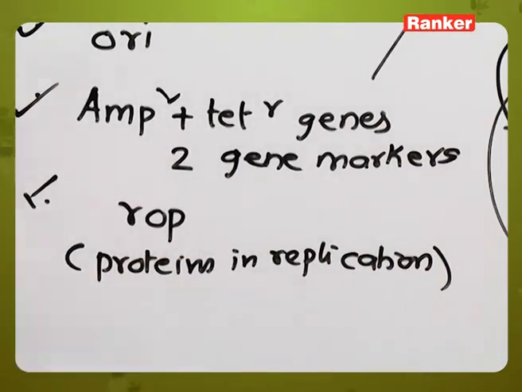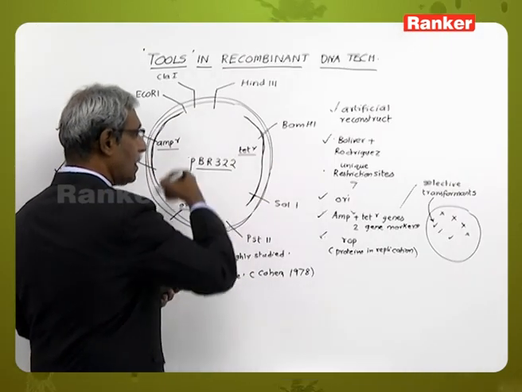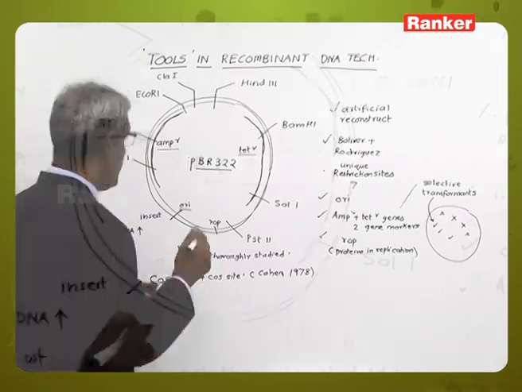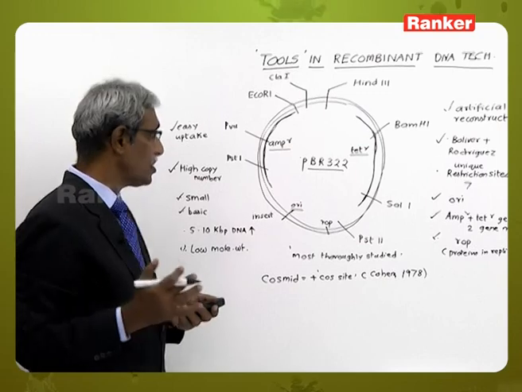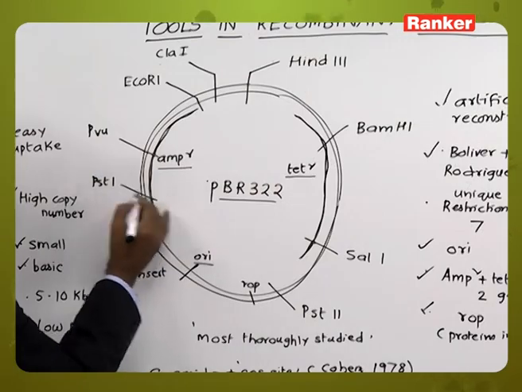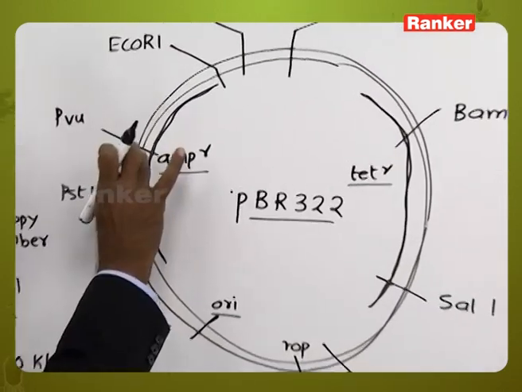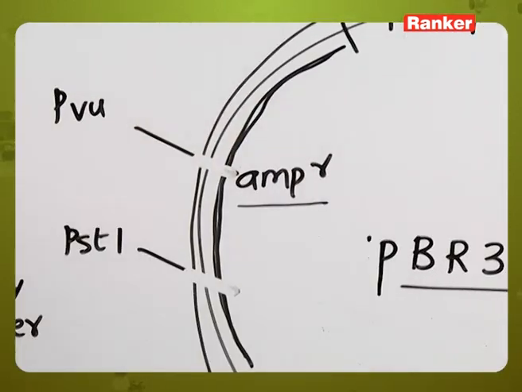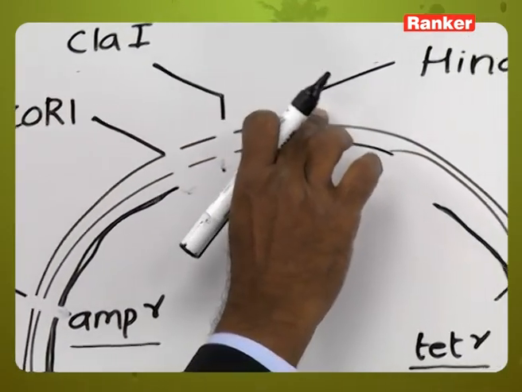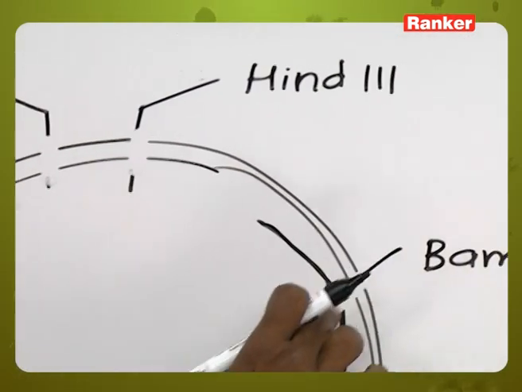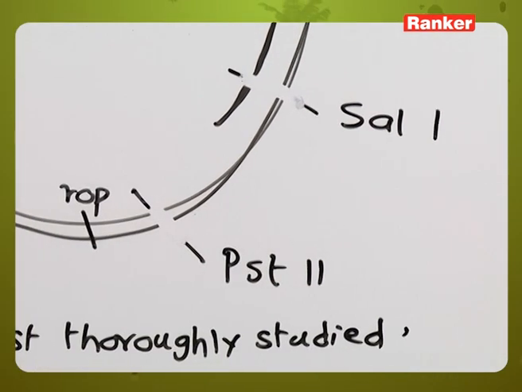It codes for proteins in replication. The entire plasmid, which is a circular artificial reconstruct, is recognized by a battery of restriction enzymes. This is the region where PstI will cut the plasmid. This is the region where PvuII will cut the plasmid. This is the region where EcoRI and ClaI, as well as HindIII, BamHI, SalI and PstI will cut the plasmid.